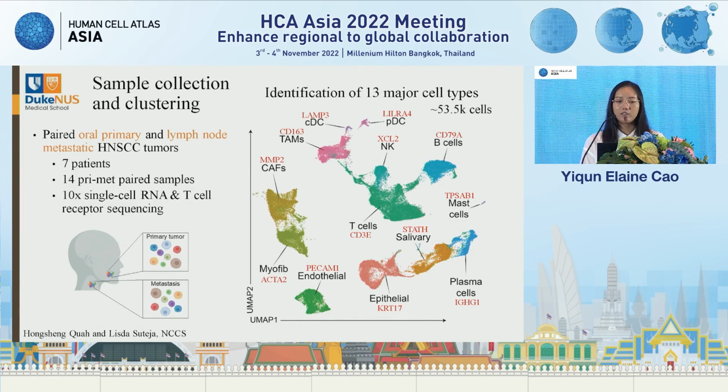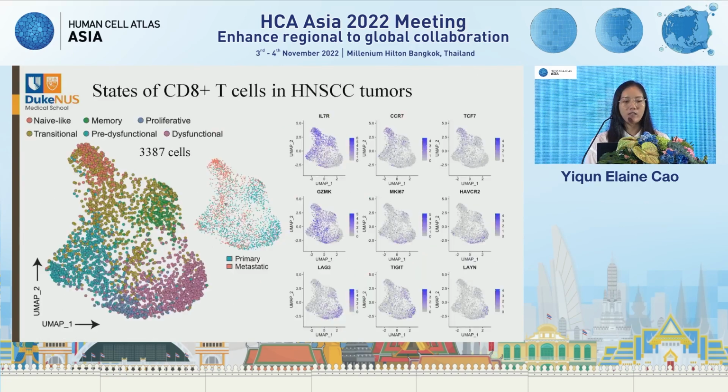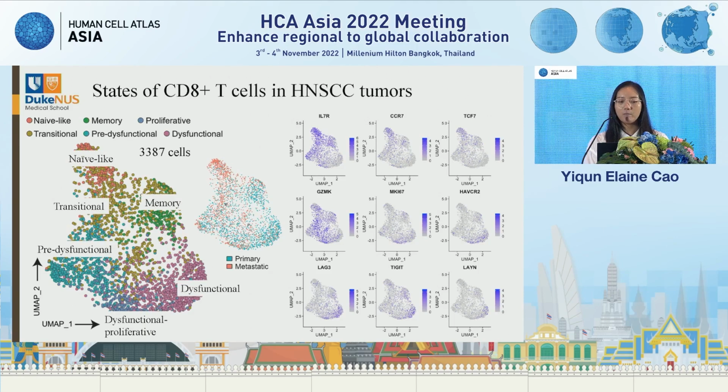In total, we identified 13 major cell types, and for today, we'll focus on the T cell cluster, and specifically extract the CD8 T cells for reclustering. Then, based on the canonical markers, we identified 6 different states of CD8 T cells in our patients, including naive-like, memory, pre-dysfunctional, proliferative, and late dysfunctional clusters.